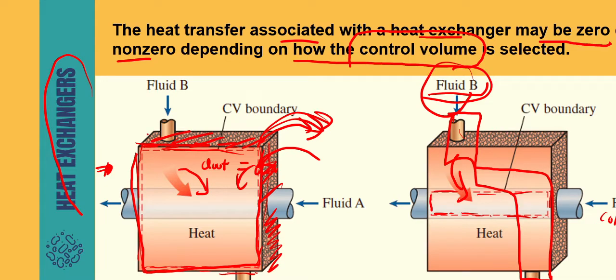insulated area, right? So there is no heat transfer from the system to the surrounding. That's why your Q equals zero. Any question? Is that clear? If not clear, then you cannot solve the problem for heat exchanger.